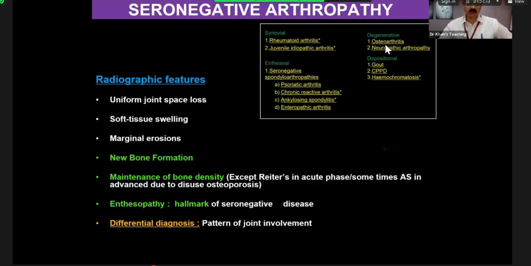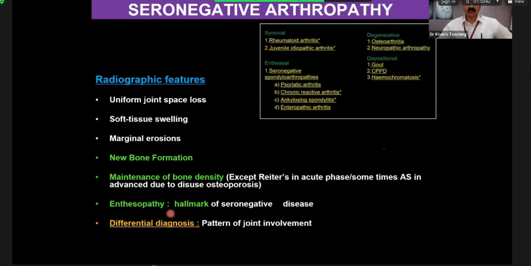As far as seronegative arthropathy is concerned, you remember the list includes psoriasis, CRA, ankylosing spondylitis, and IBD, etc. The hallmark of seronegative arthropathy is enthesopathy. This is a take-home point. What does that mean, enthesopathy?